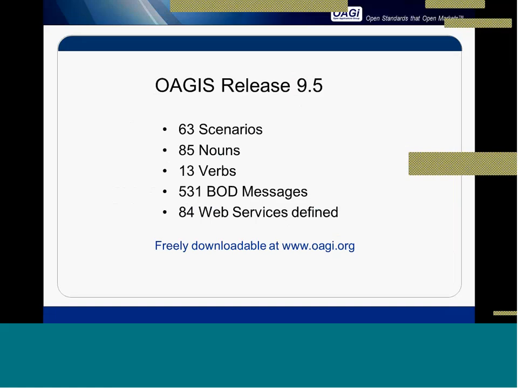So OAGIS 9.5 as it is today includes 63 scenarios, 85 nouns, and 13 verbs, of which we've put together 531 BODs. Now, if you see a noun that does not have the verbs when you're going through the libraries, please let us know, because it's really more of an assembly process to combine those than anything else, and not that large an effort. So we'll be happy to work with you on that.